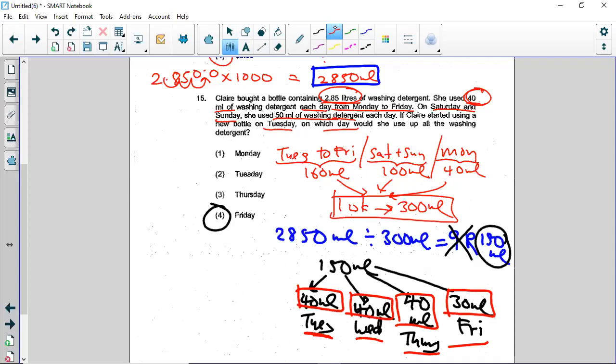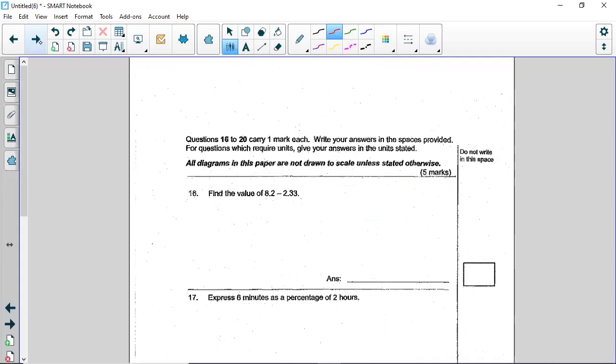Okay, we are done with booklet A. So let's go to booklet B. Okay, booklet B, question 16.